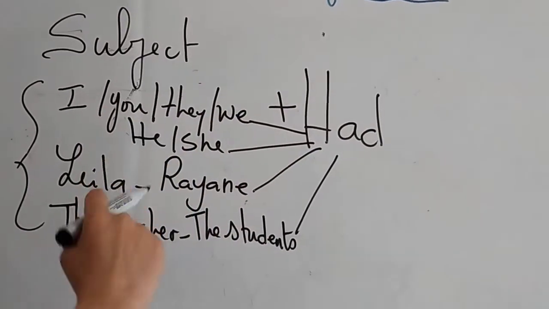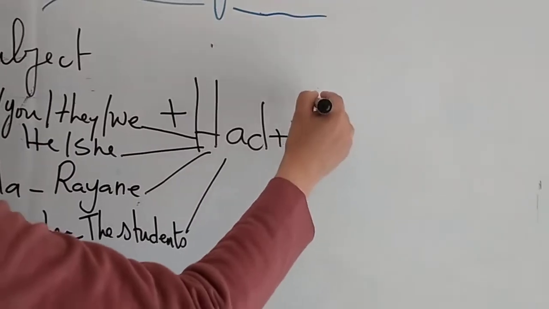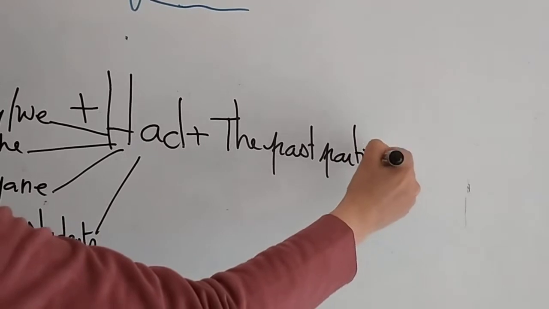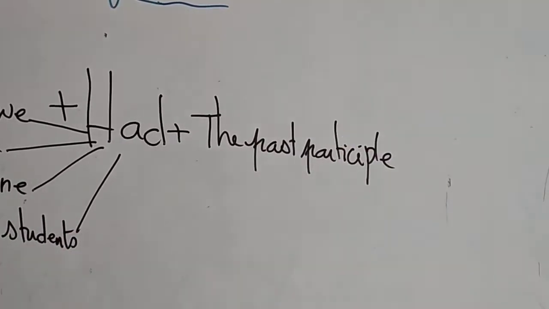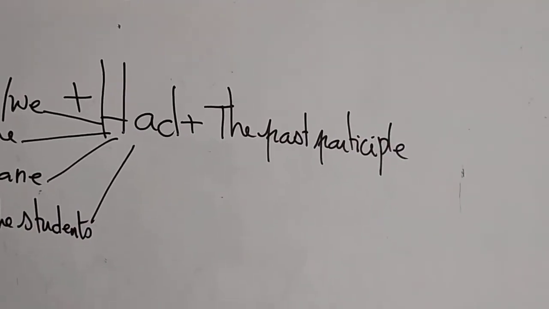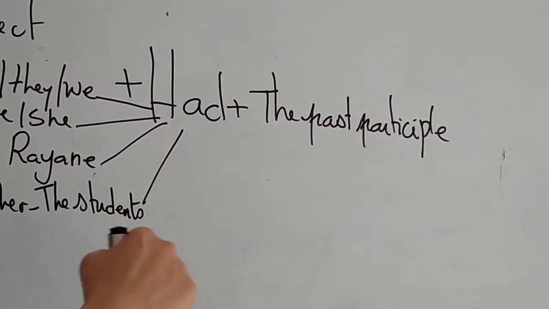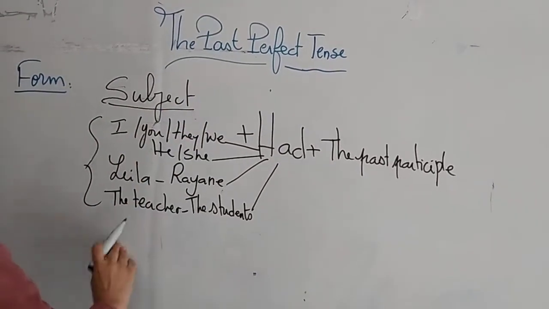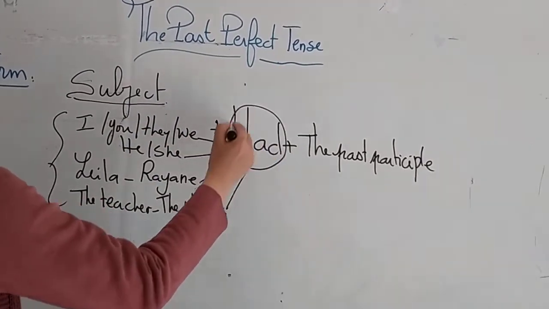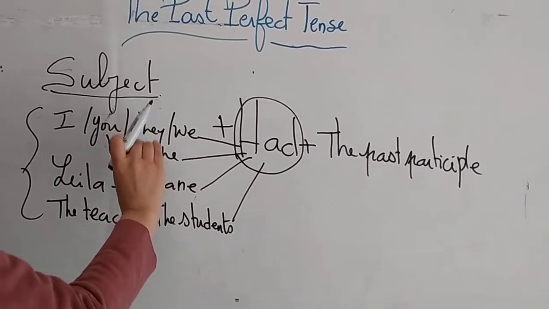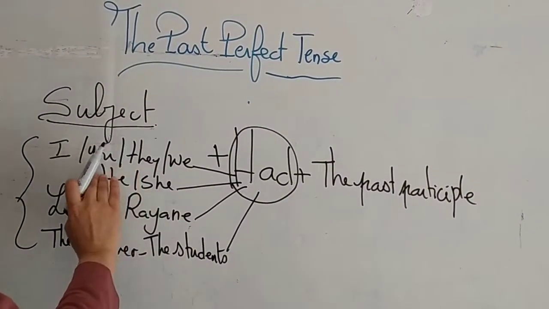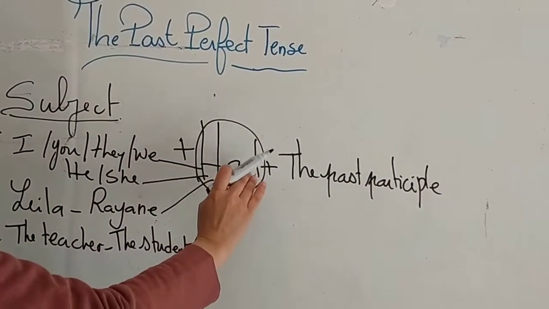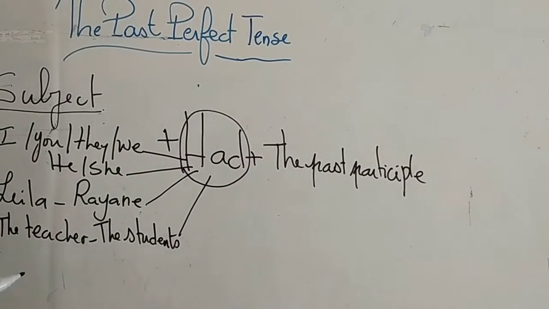Okay, after had, what do we have? We have, of course, the past participle of the verb. I recapitulate. The form of the past perfect tense is composed of a subject. After the subject, we have had, which is the same with all the subjects, either singular or plural, male or female. After had, we have the past participle.